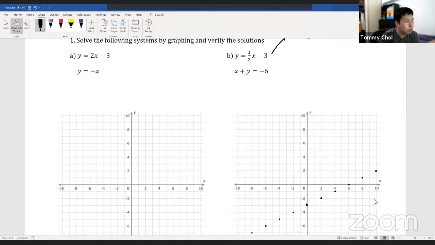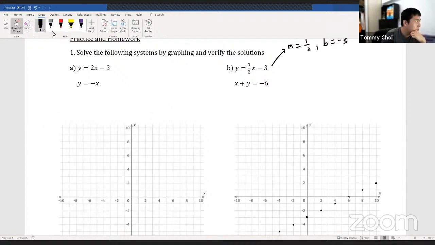My second line is not in y equals mx plus b form. Those who are comfortable can change it to y equals mx plus b form. If you do so, you should get y equals -x minus 6. This will give you your slope of -1 and your y-intercept of -6, and you can graph it. I'm going to redraw that 6 because that looks like my B.